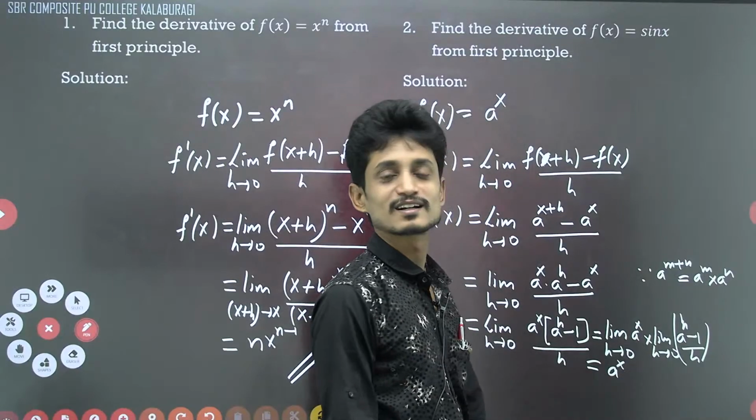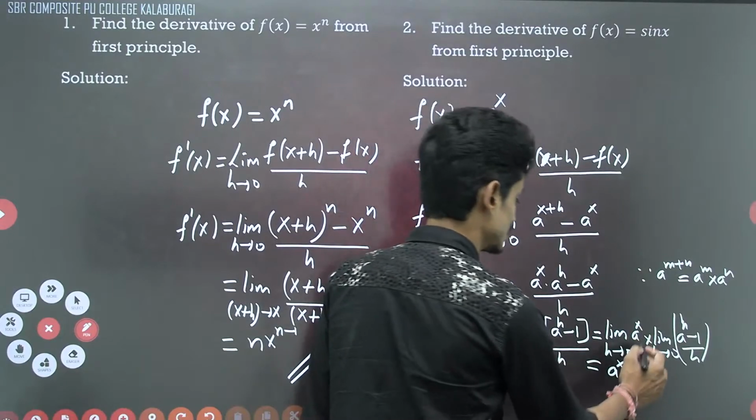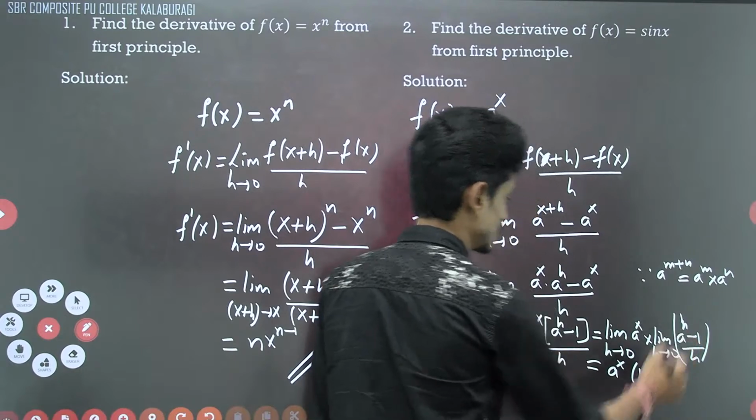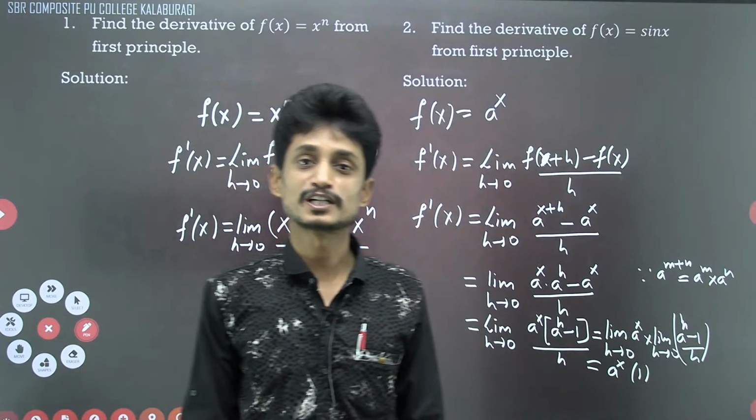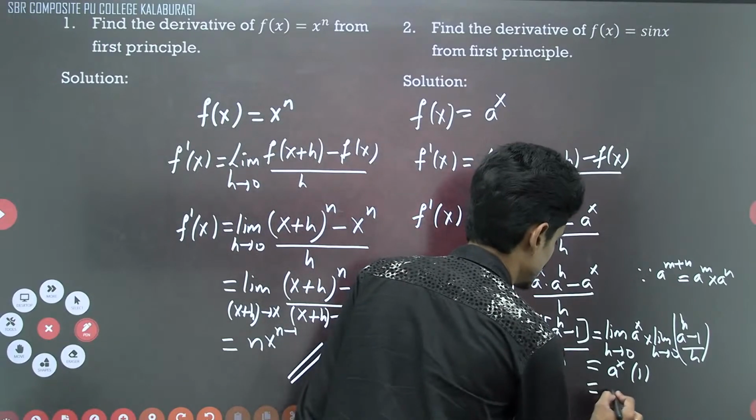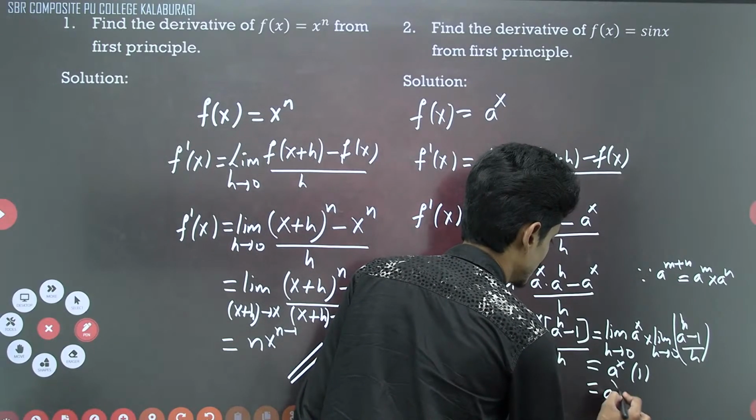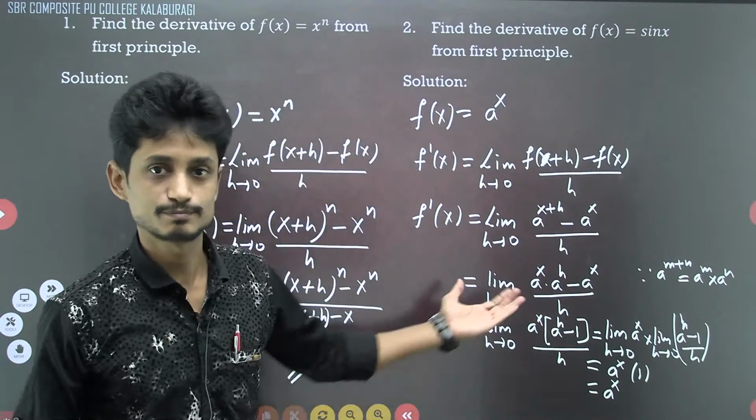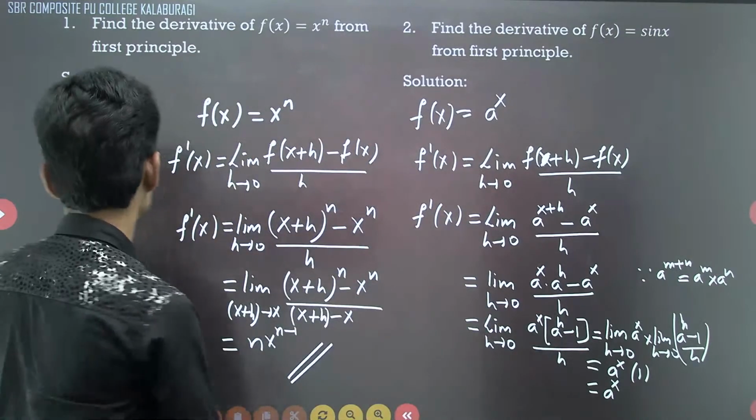This is one standard result in limits. That result should be 1, everybody knows that: the limit of a power h minus 1 divided by h is equal to 1. Then what remains is our answer, a power x. Please note that one.